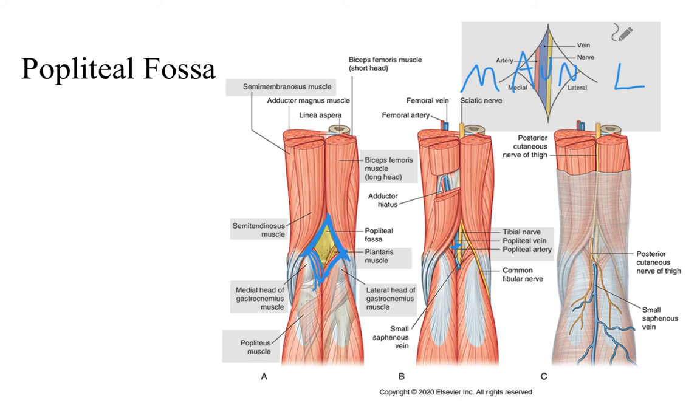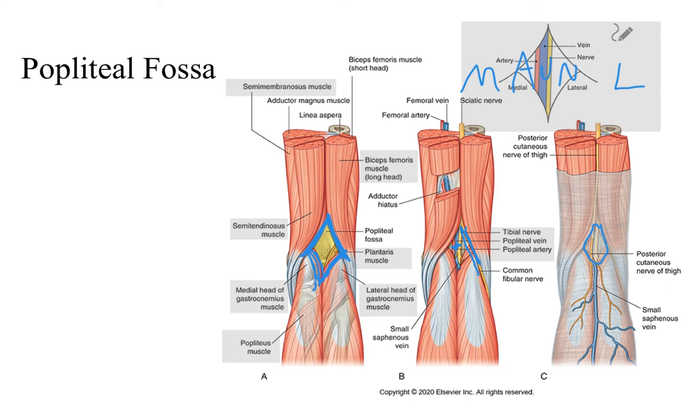Covering the popliteal fossa is simply that deep fascia that we mentioned before, and then over that would be your superficial fascia and then skin. You'll also be able to find the common fibular nerve along the lateral border of the popliteal fossa as well. But it's still going to be a nerve, and it's still going to be lateral to the other structures.